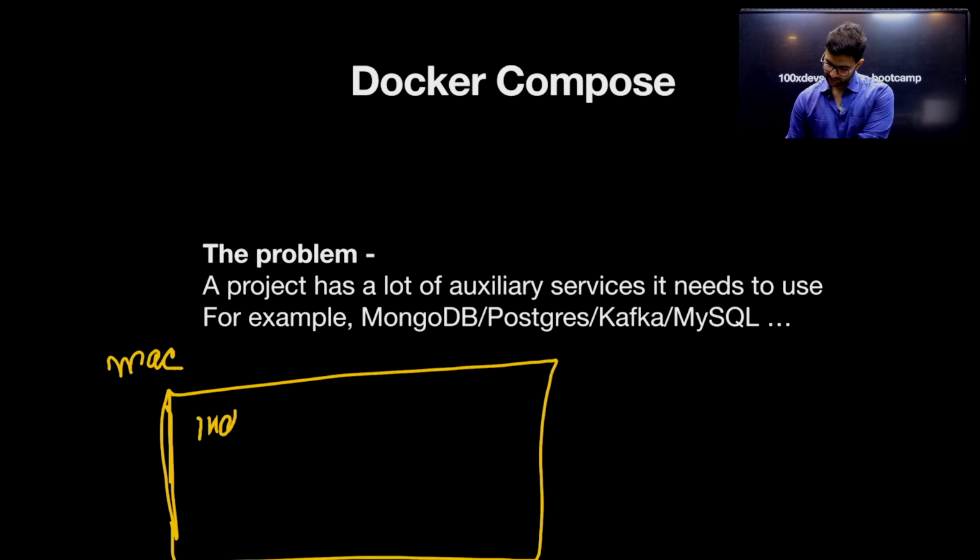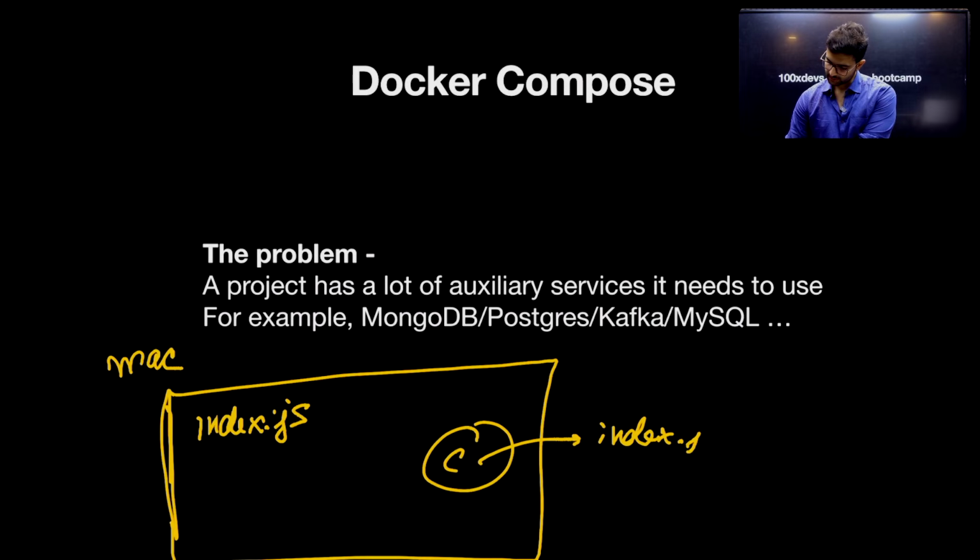I have an index.js file here, and I have a container running which has its own index.js file. It has a copy. How can I make sure that if this thing is edited, nodemon here restarts? If I edit the file after going inside the container, nodemon will restart.